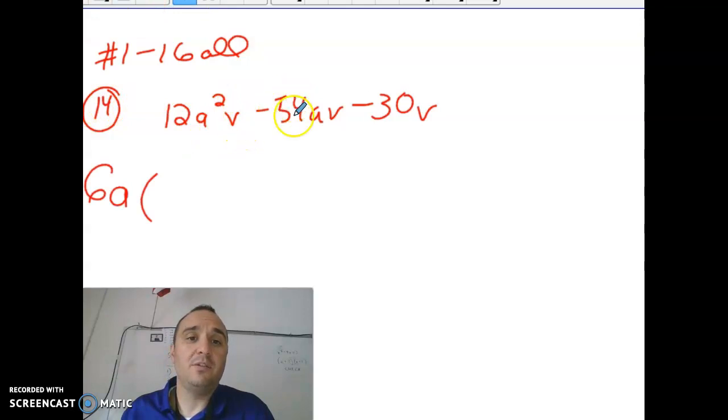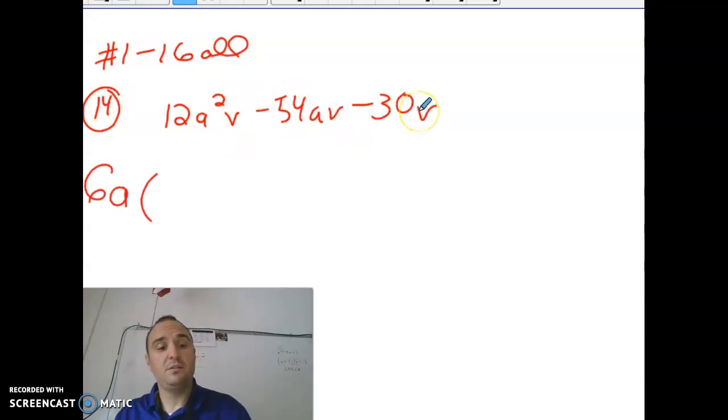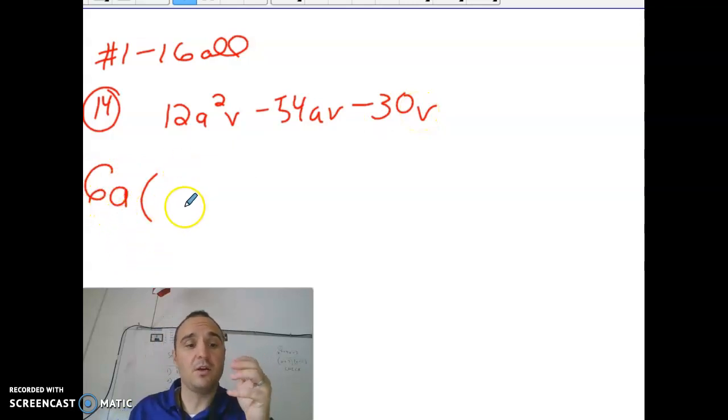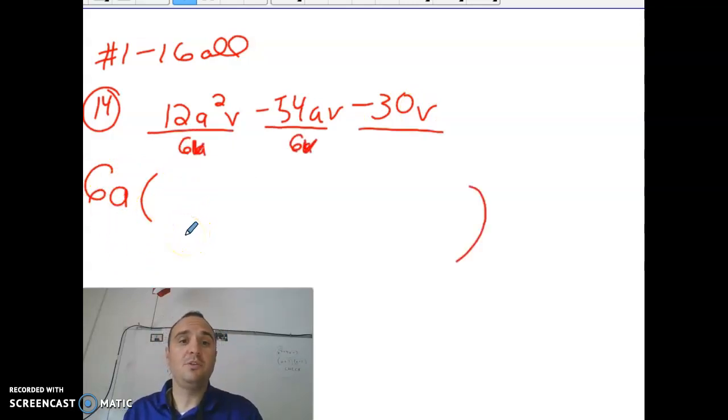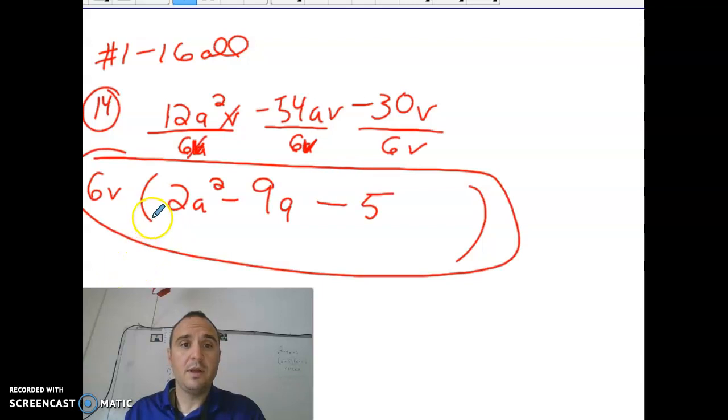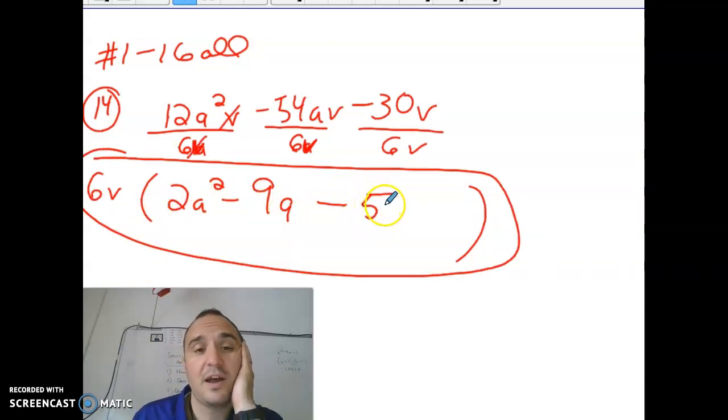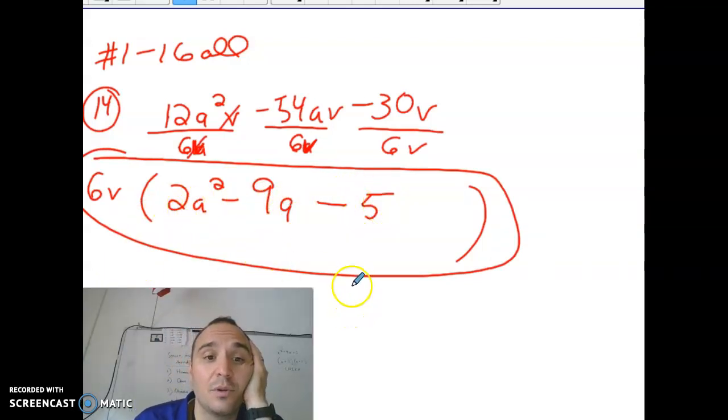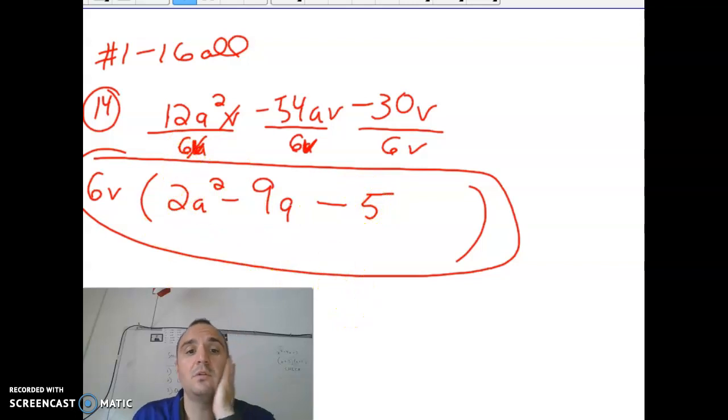12a squared v minus 54av minus 30. This is a combo example, so 6 and a are common. And because they're both common, you're going to take 6v. You have to take a 6v out of every term, leaving you with a squared plus 9a minus 5, which actually is factorable with the leading coefficient. You can actually keep going.